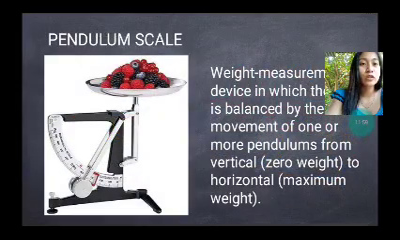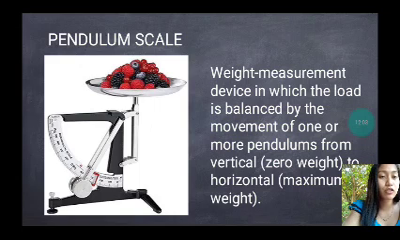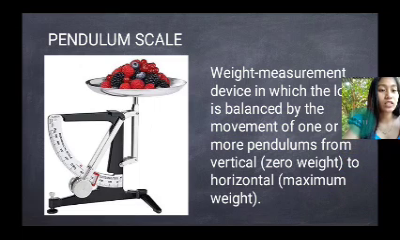Then the last one is the pendulum scale. A weight measurement device in which the load is balanced by the movement of one or more pendulums from vertical zero weight to horizontal maximum weight.